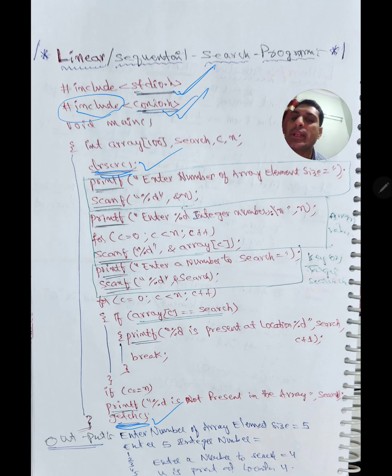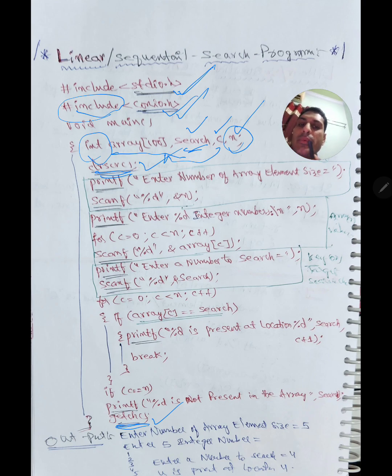Void means returns nothing. Main means start from here. Here int array of 100 we have taken. Search is the element we are finding. C is the index, it will be incremented. N is the size of the array, right? These are the 4 variables we have taken, of integer data type.